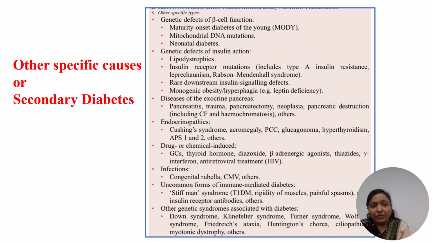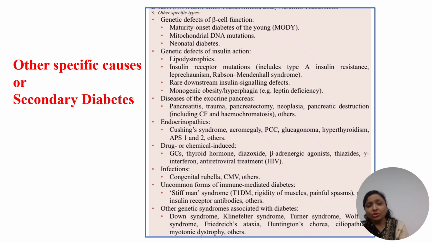So what are the causes of secondary diabetes mellitus? The types like genetic defects of beta cell function, as we reviewed, maturity onset of diabetes of young MODY, mitochondrial DNA mutations, neonatal diabetes. Then we have the genetic defects of insulin action, which also causes secondary diabetes. These include lipodystrophies, insulin receptor mutations like type A insulin resistance, leprechaunism, Rabson-Mendenhall syndromes. Rare downstream insulin signaling defects causes the secondary diabetes. Monogenic obesity or hyperphagia, which is basically because of the leptin deficiency, also ultimately leads to secondary diabetes.